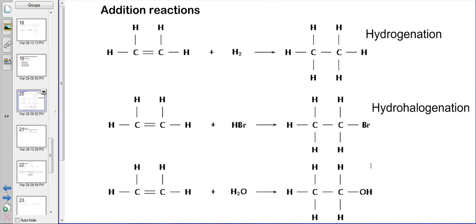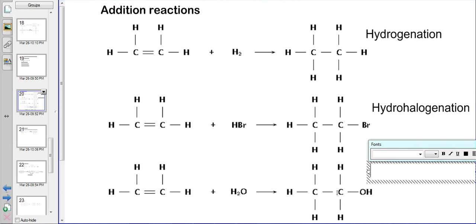If you look at the next example, we see that in this case we're adding water, and if you look at the H2O molecule, you can separate it into H and OH. So the H is added and the OH is added, and this is also the reaction that can be used for the formation of an alcohol, because we see that OH is added to the reaction, so this becomes ethanol by the addition of hydrogen and OH, basically the addition of water.